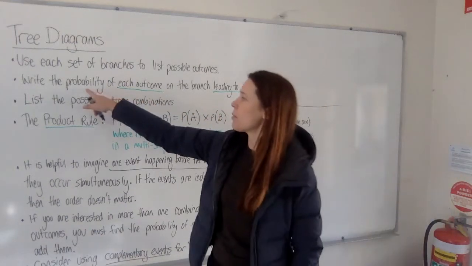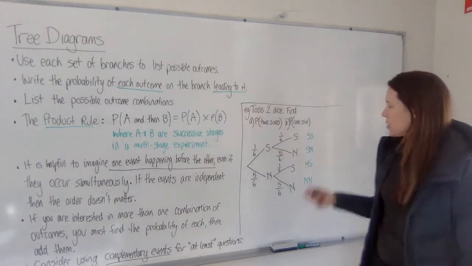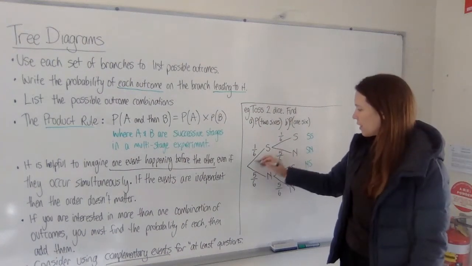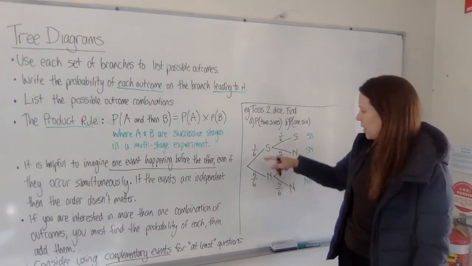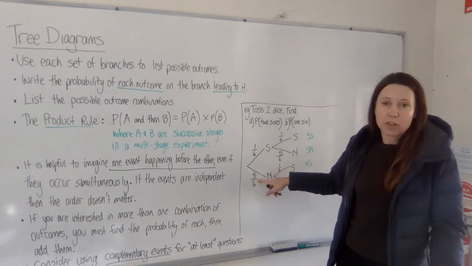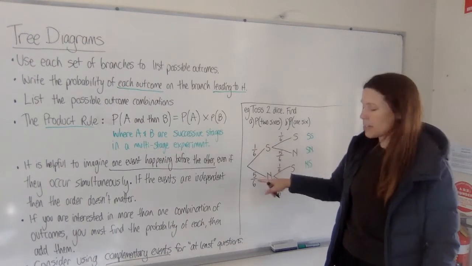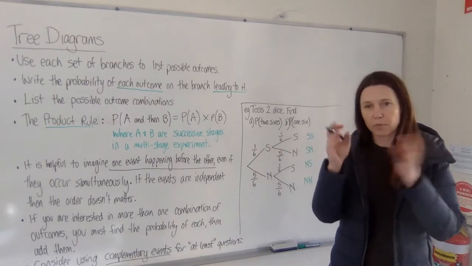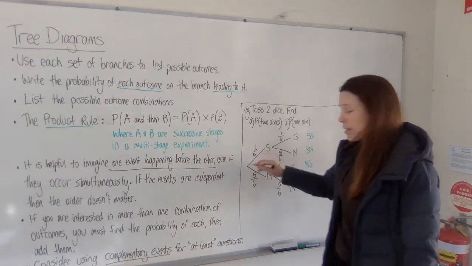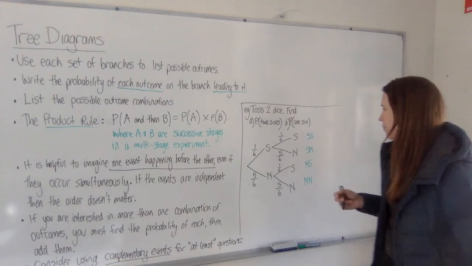Now, second thing, write the probability of each outcome on the branch leading to it. So when I toss the first die, I can either get a 6 or not a 6. And my chance of a 6 is 1 out of 6. And my chance of not getting a 6 is going to be 5 sixths. Notice that these two things need to add up to 1. And if you've done more than 2 branches, you can have as many branches as you need. All of the outcomes should add up to a certainty, 1.